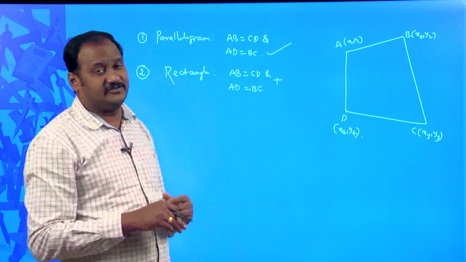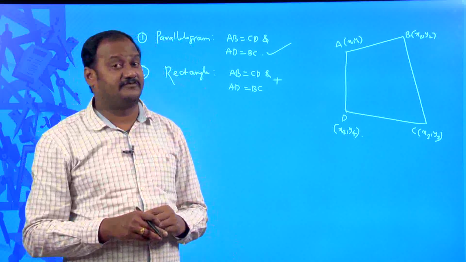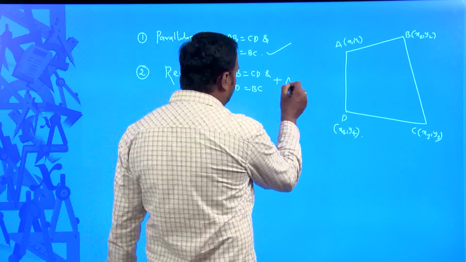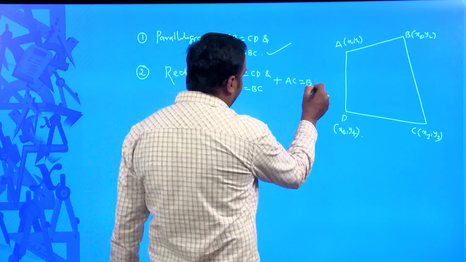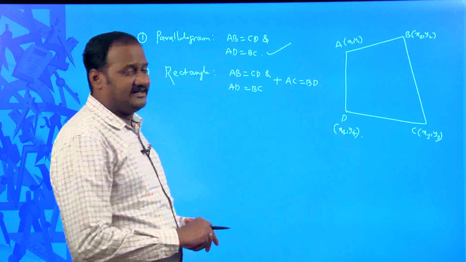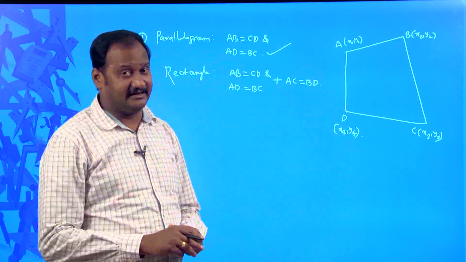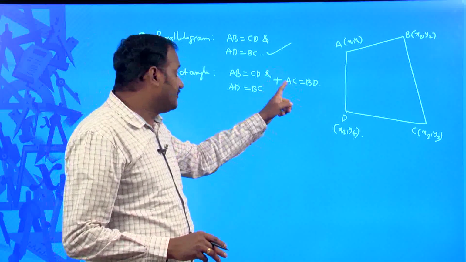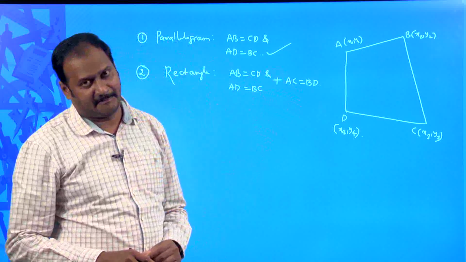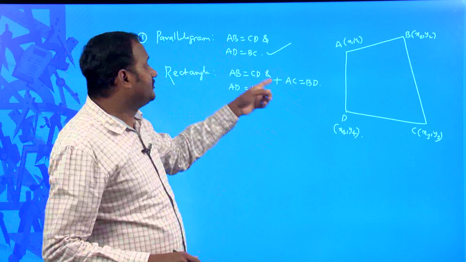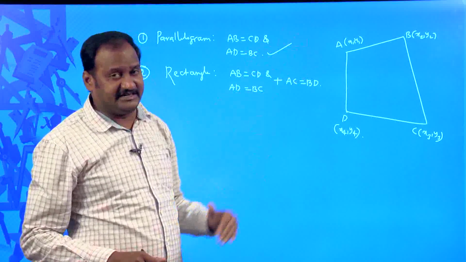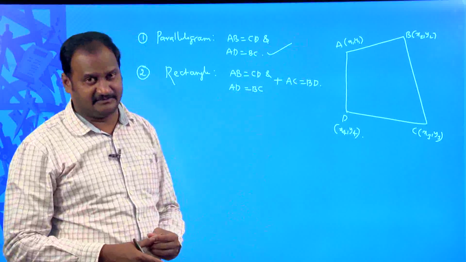Then how can you say that it is a rectangle? Then definitely you will have to figure out the lengths of the diagonals. So, if the diagonals are also equal, then we can say that the quadrilateral is a rectangle. If diagonals are not equal, only opposite sides are equal, then it is a parallelogram only. You understand? But for a parallelogram, you do not have to find the diagonal lengths, because if opposite sides are equal, automatically it is a parallelogram, right?